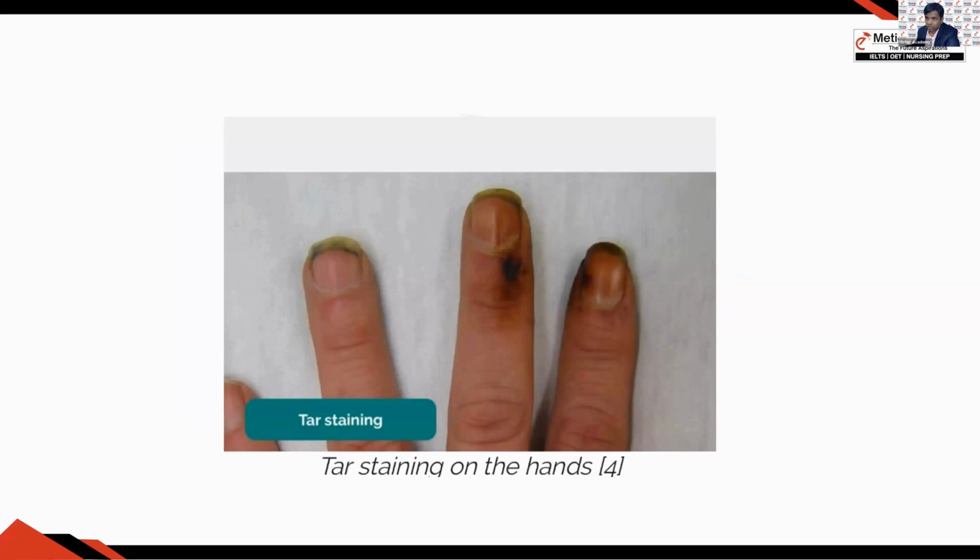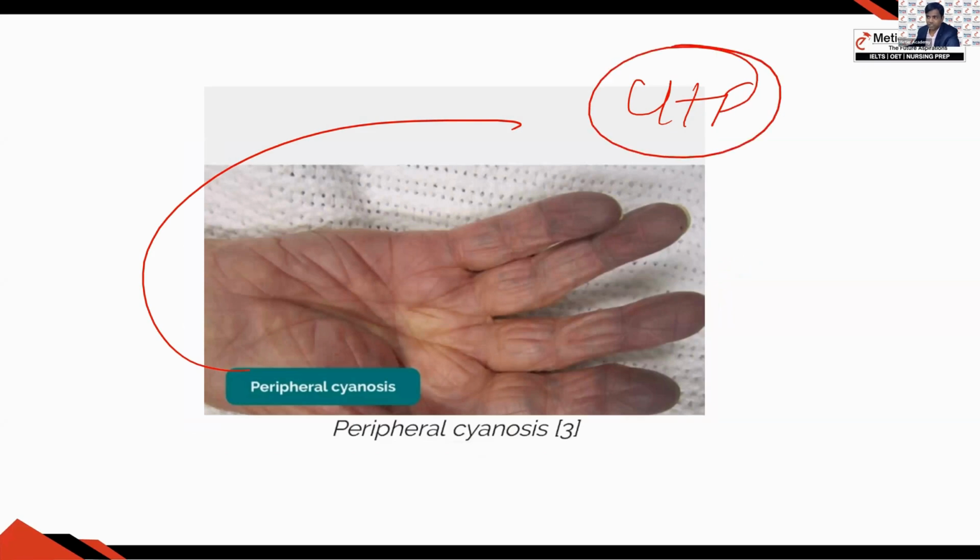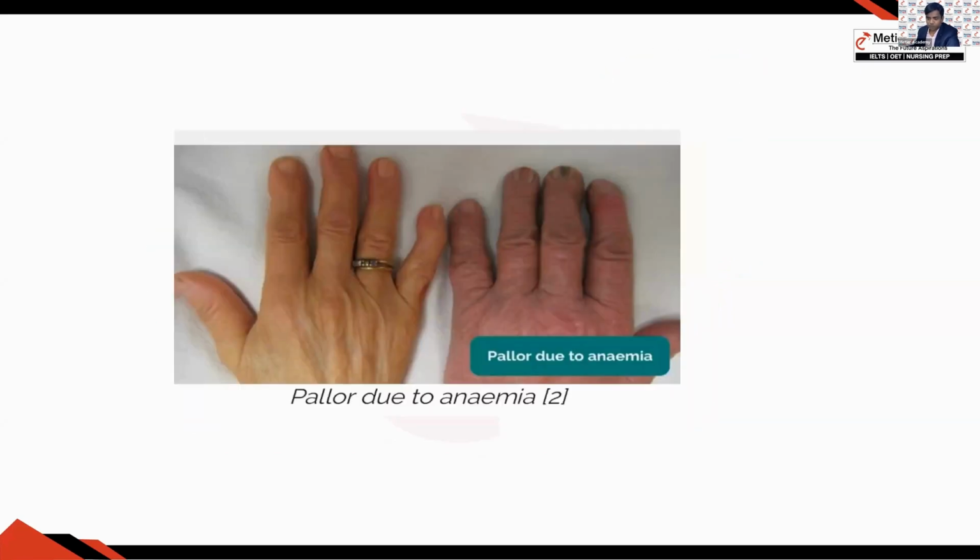This is a chronic smoker, tar staining on the hand. Peripheral cyanosis, generally they give it and ask about peripheral cyanosis. What condition? Congestive heart failure is also seen. Pallor, compare both. Pallor is due to anemia. You can see the difference of that pallor.